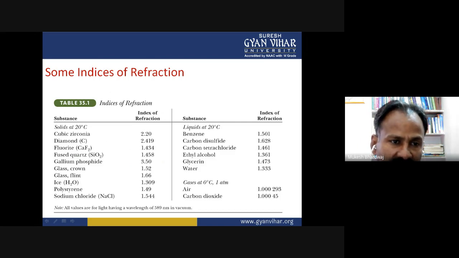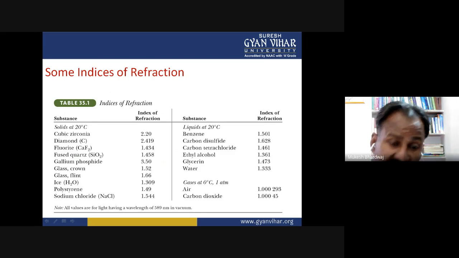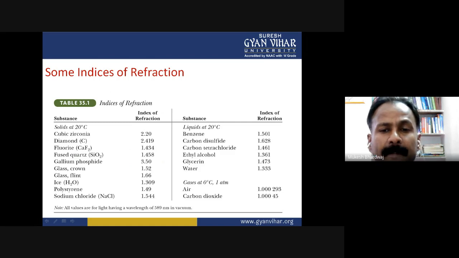Indices of refraction for cubic diamond, fluorine, fused quartz, gallium phosphide, glass crown, glass flint, ice, polystyrene, sodium chloride. These are some substances, and their refractive indices are given in front of them. So make a note of this. Next.